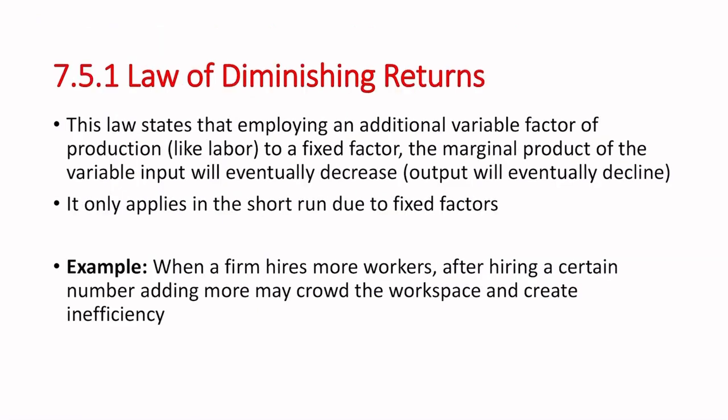Now let's take a look at the law of diminishing returns. The law states that when employing an additional variable factor of production, like labor, to a fixed factor, the marginal product of the variable input will eventually decrease, which means that output will eventually decline. It only applies in the short run due to fixed factors. An example of this is when a firm hires more workers. After hiring a certain number, adding more may crowd the workspace and create inefficiency.